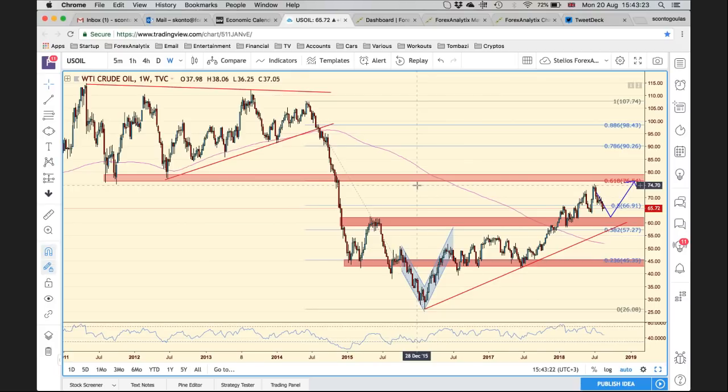We've seen this many times, so I think oil in this situation is probably going to be range bound between 60 and 75 or something like that. But watch out for any kind of geopolitical situation that's going to make it shoot higher.